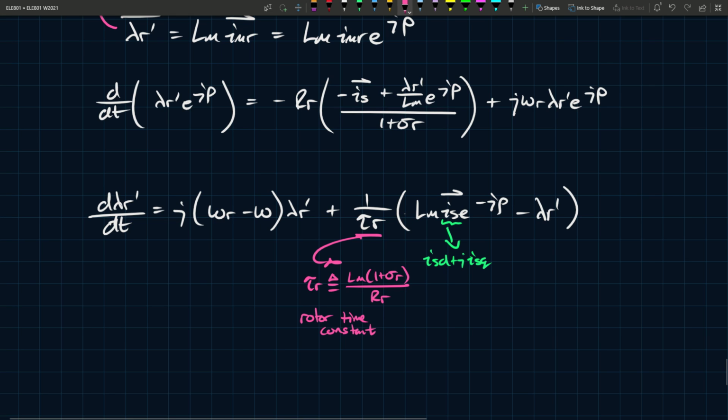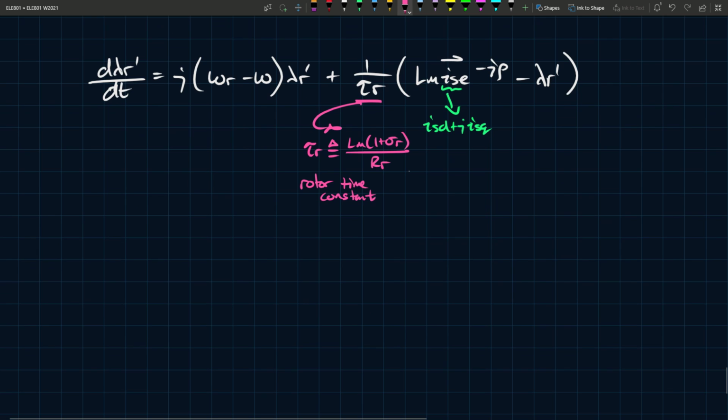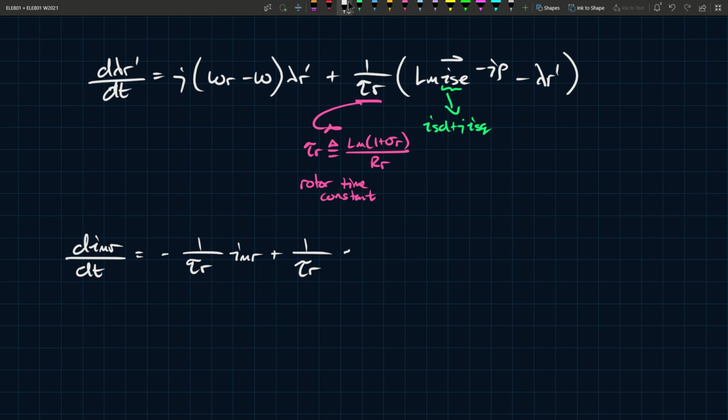If we equate all the real components on the left side with all the real components on the right side, and all the imaginary components on the left side with the right side, you'll get two equations. I'm not going to go through all the details because we'll be here forever, but you get dimr/dt equal to minus 1 over tau r imr plus 1 over tau r isd. We can call this equation 9.